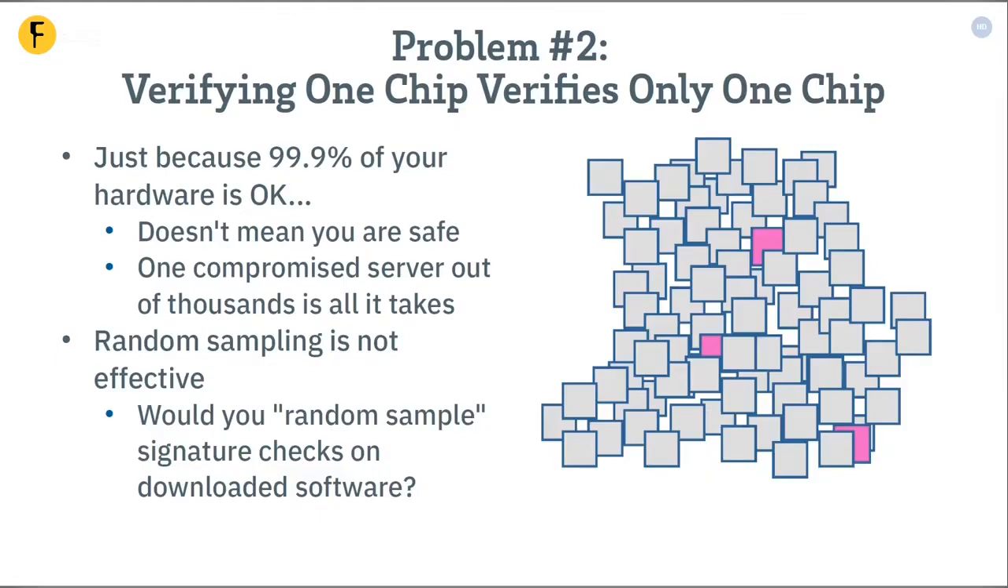Just because you've checked one sample out of a million, that says nothing about the other 999,999 parts out there. And so random sampling is just not actually effective. When you want to implement a thorough checking program, it has to be on 100% of the units going to critical points of use.